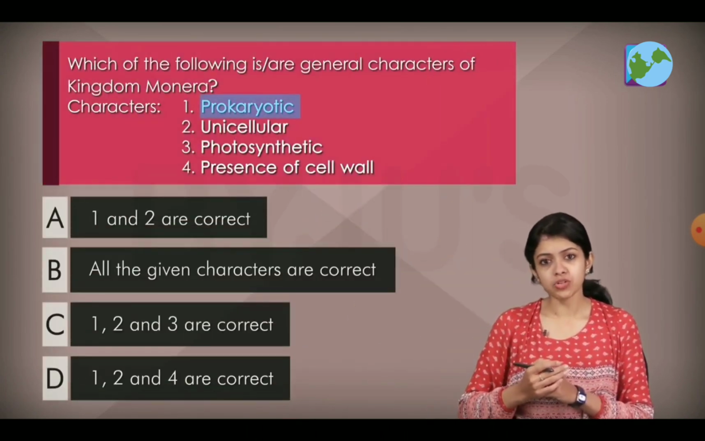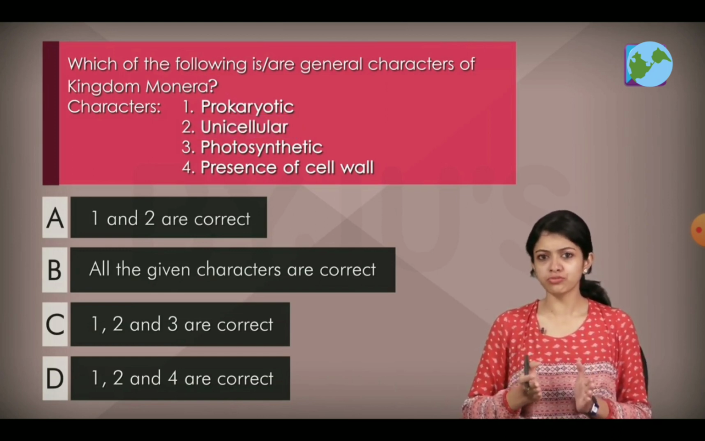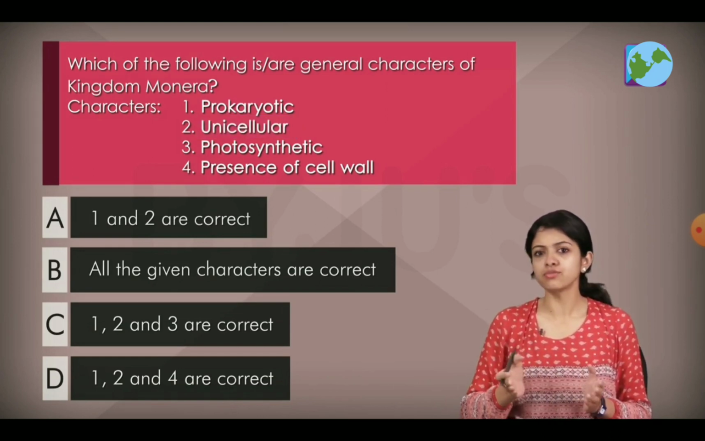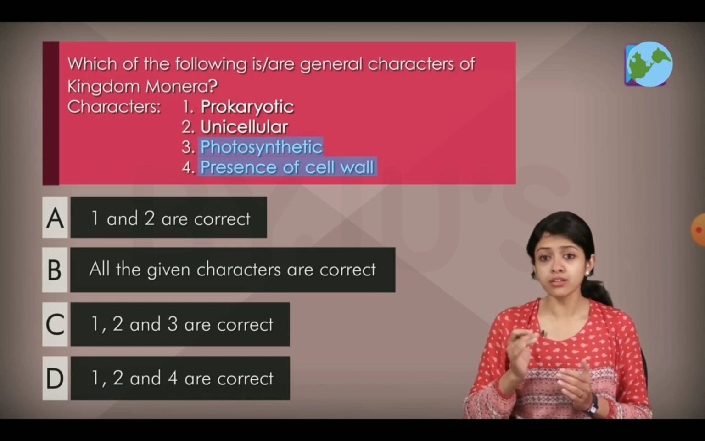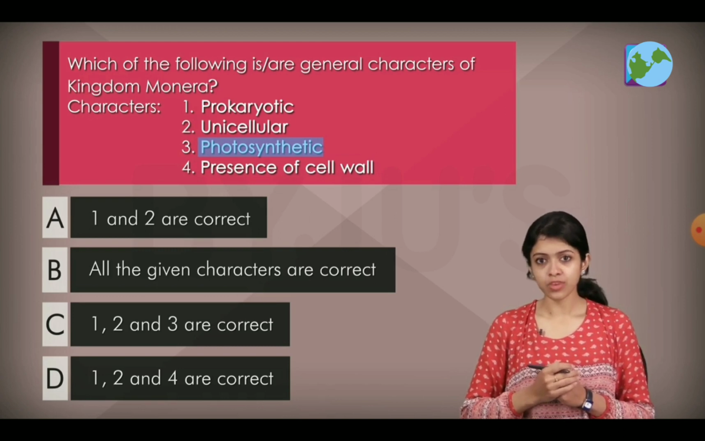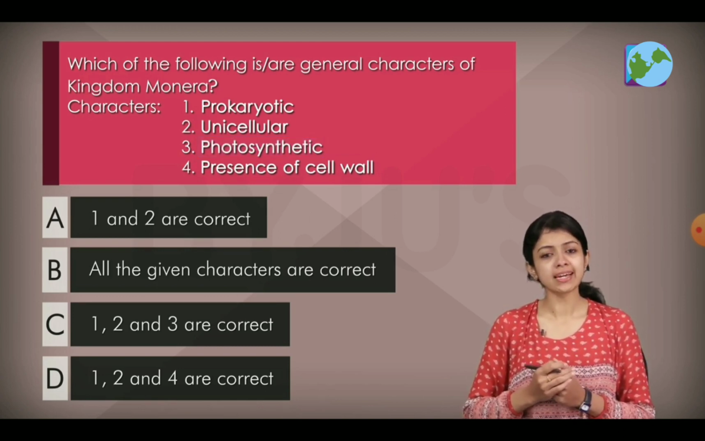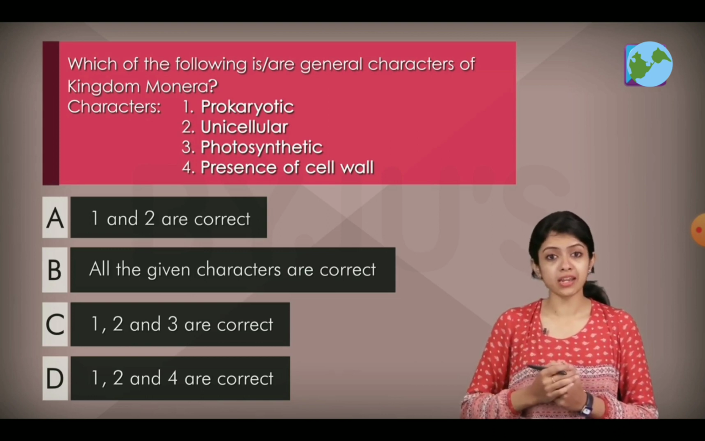Let's recall that members of kingdom Monera include the various types of bacteria. So they are prokaryotic and unicellular for sure. And I guess most of you would have confirmed these 2 characters, and the confusion is perhaps with the 3rd and 4th characters, right? So let's look at option C, photosynthetic. Well, not all Monerans are photosynthetic. There are heterotrophic bacteria too.